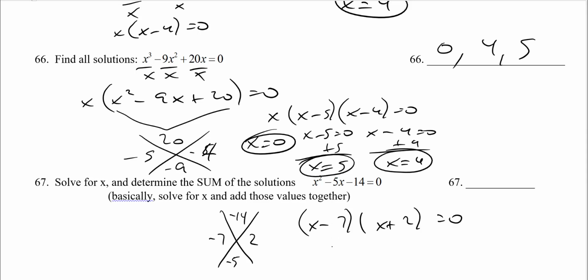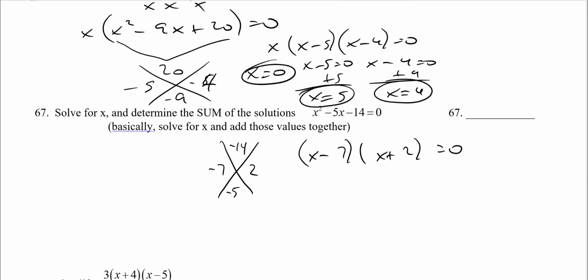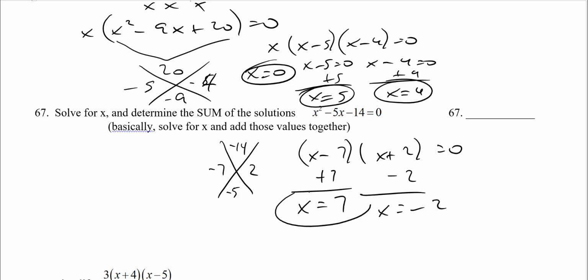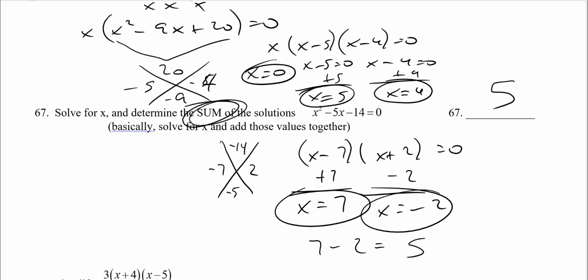So let me move this down a little bit. I add 7, I get x equals 7, and I subtract 2, so I get x equals negative 2. And so these are my two answers, but I'm asking you for the sum of the solutions. So 7 minus 2, or 7 plus a negative 2, is 5. So my answer to this one is 5.